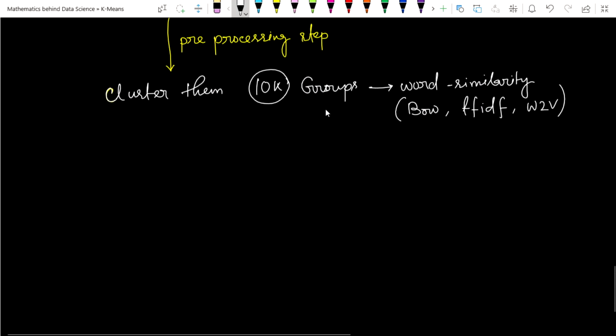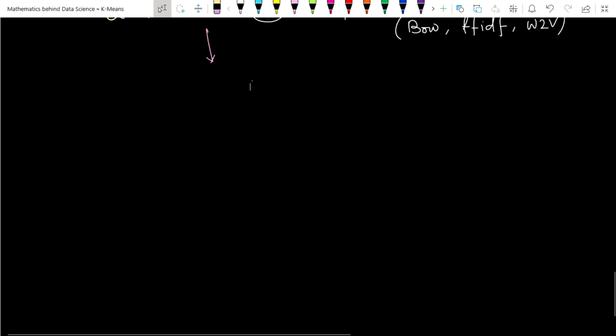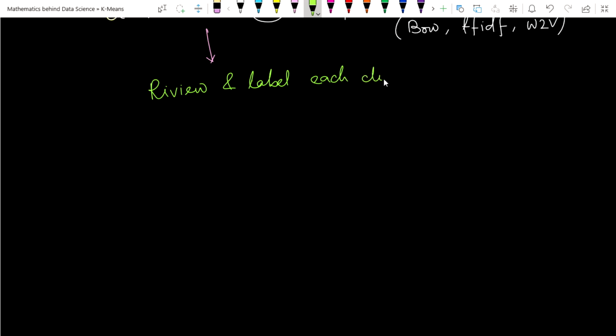Now, the fourth step that we have to do is to review and label each cluster. That's the thing we have to do in the fourth step. Okay, so let's try to understand how we'll be doing this job.